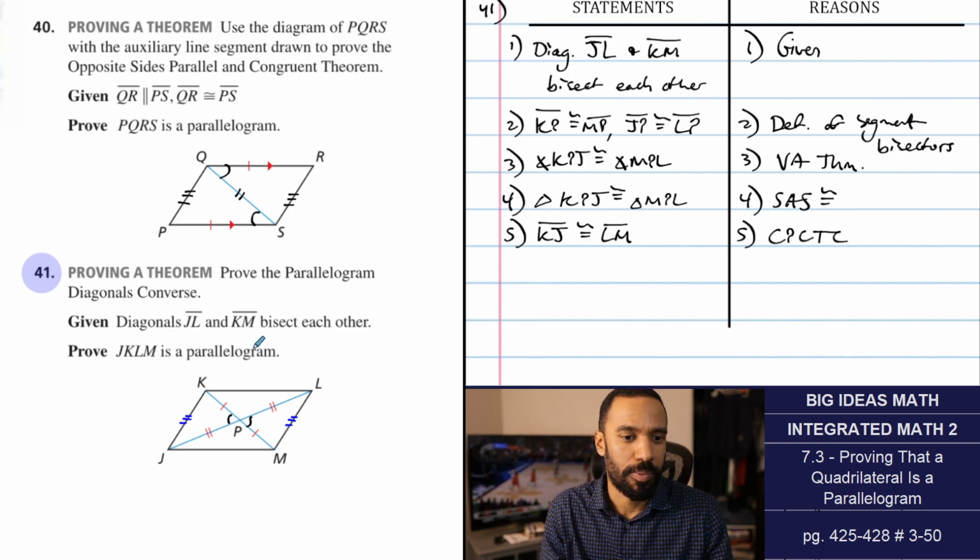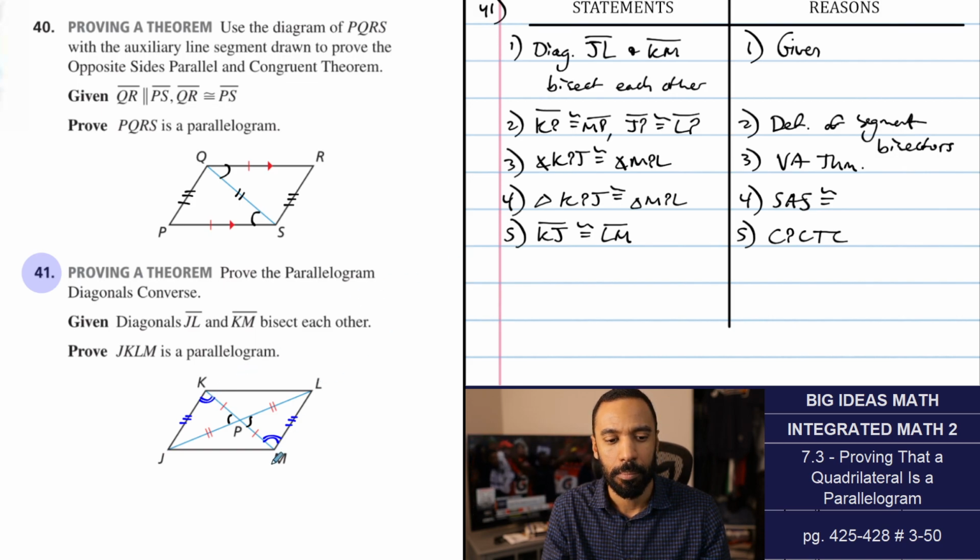I have other corresponding parts such as these two, like this one here and this one here, and it doesn't technically matter which ones I find as long as they correspond. K does correspond to M. Got to use two arcs though. Now that I have these angles congruent, they're alternate interior angles that can make these lines parallel.